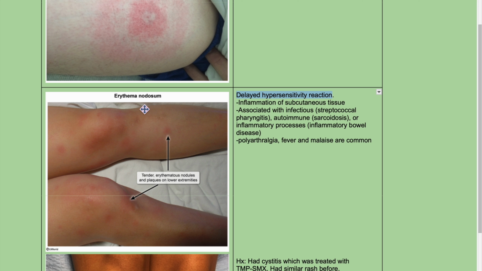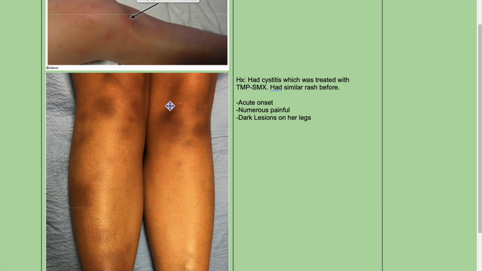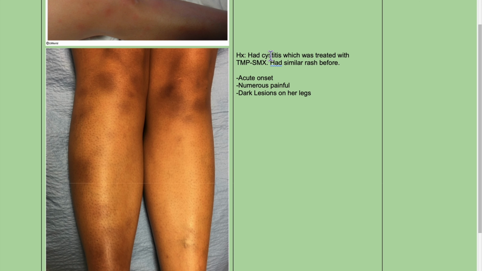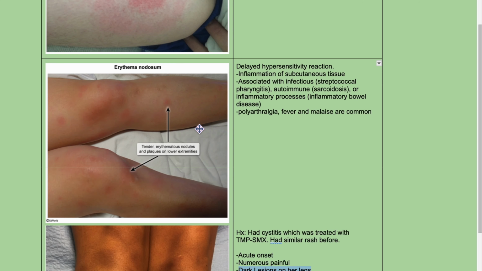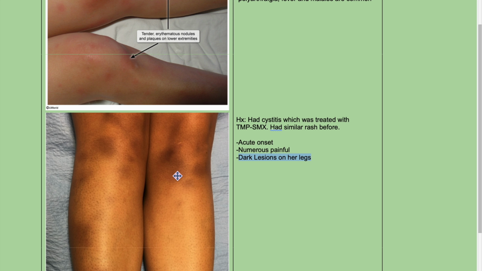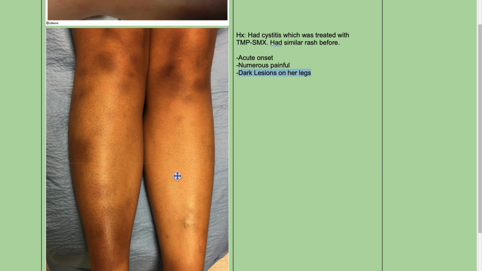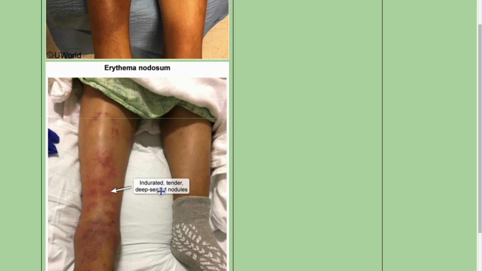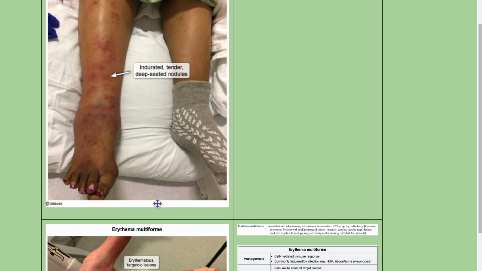Okay, so erythema nodosum: tender erythematous nodules and plaques on lower extremities. Here we have a history of cystitis, which was treated with TMP-SMX, and she had a similar rash before. It was acute onset, numerous painful spots, and dark lesions on her leg. So erythema nodosum. Same thing, indurated, tender, deep-seated nodules.